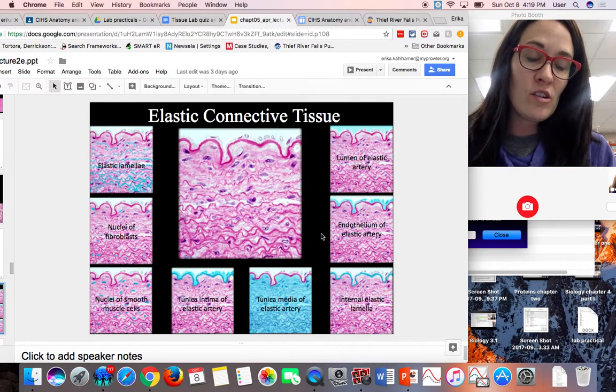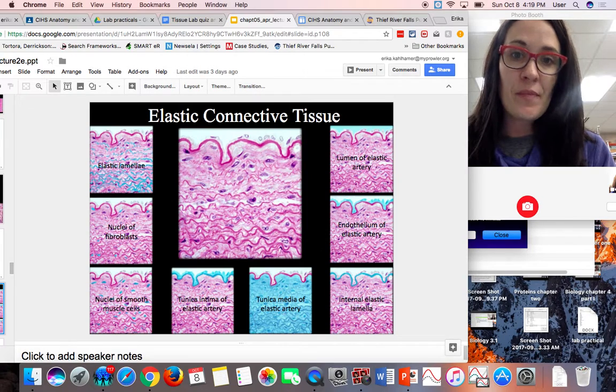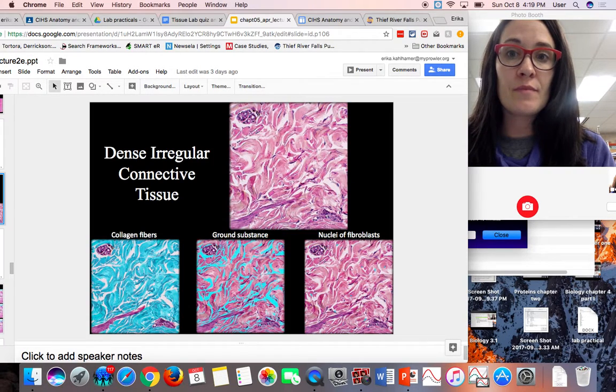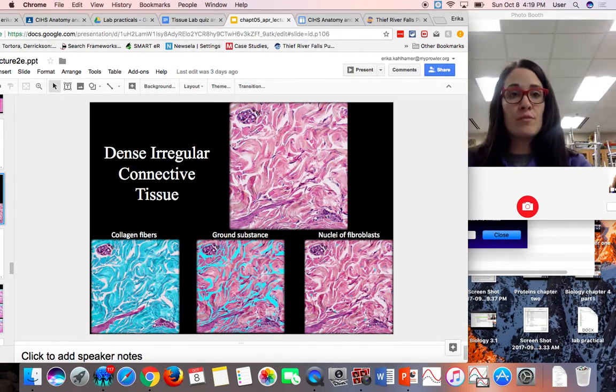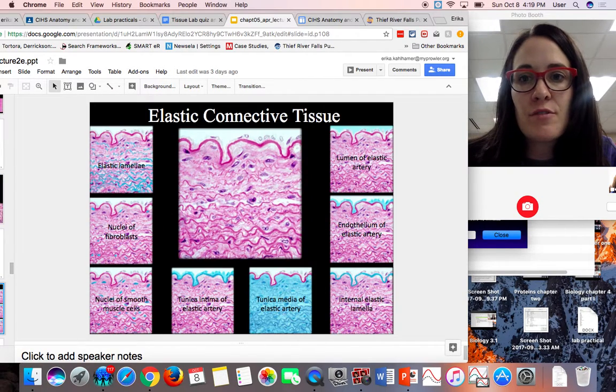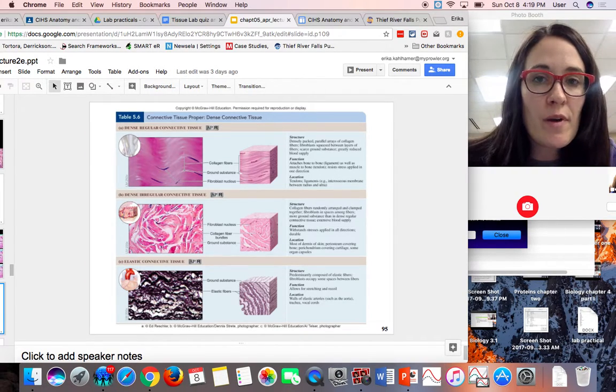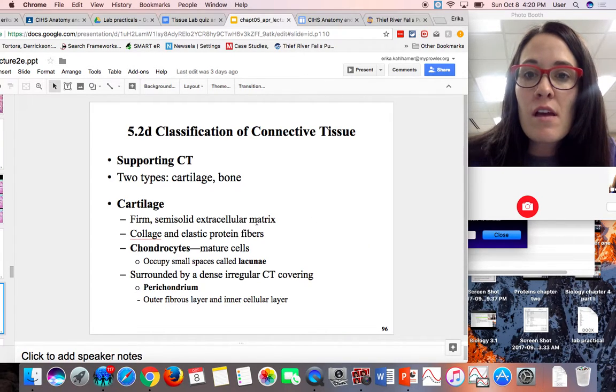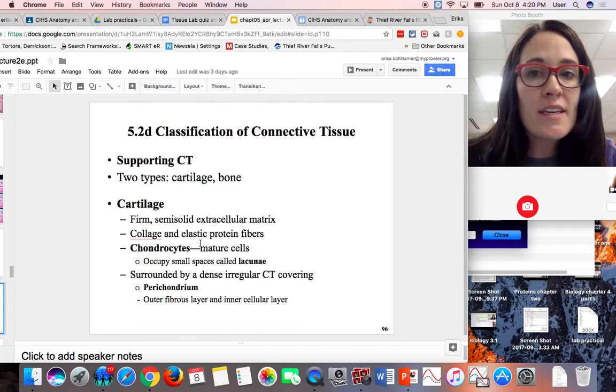We didn't actually look at this in the lab area. We also didn't look at this connective tissue, loose connective tissue. So that's why you're probably not that familiar with those two, because we didn't actually look at those.